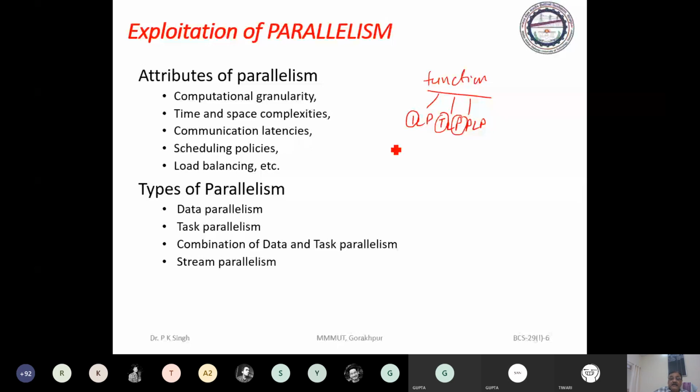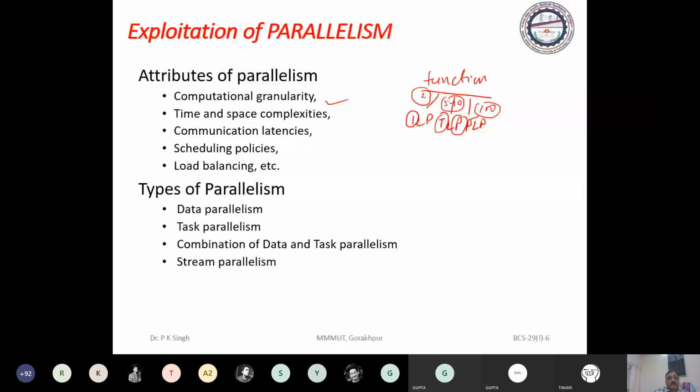Now in ILP, we have a single instruction. In TLP, we have, you may say, 5 to 10 instructions. In PLP, you may have 100 instructions. So this is 1, 5 to 10, 100. These are the grain sizes, the number of instructions you are considering for parallel execution. That is called computational granularity.